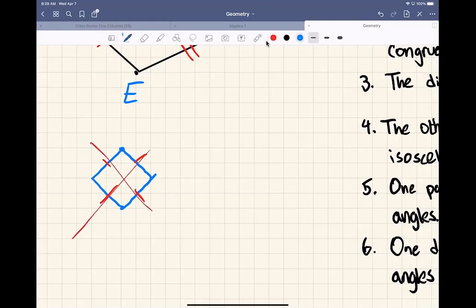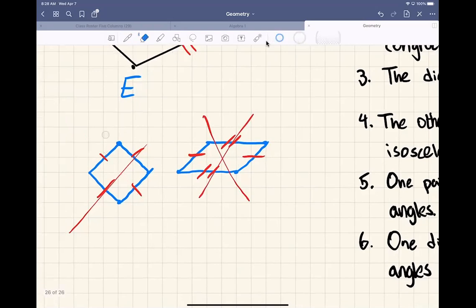Another quadrilateral people might consider would be a parallelogram, and some people might say it looks almost identical to a kite. Why is a parallelogram not a kite? A parallelogram is not a kite because the congruent sides are not consecutive. These are on the opposite sides. They have to be next to each other in order for it to be a kite. So this is not a kite.